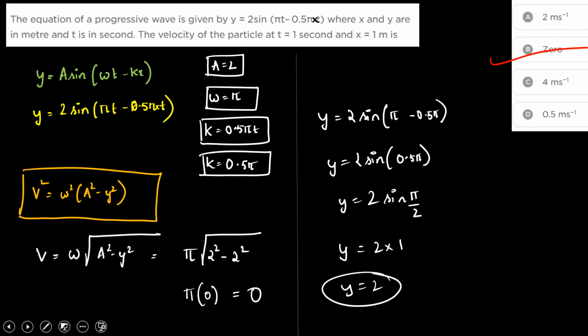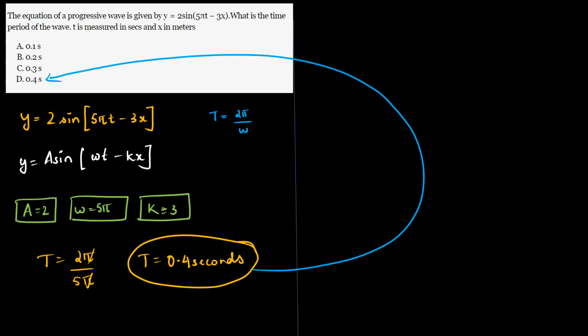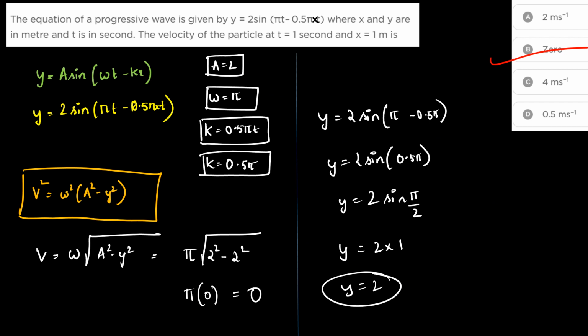0 is the right answer. So the velocity of the particle will be 0. I hope it's clear, meaning that it will be at the extreme position. After 1 minute, it is going to be over here at this point. For an instant of time, the velocity will be equal to 0. And then again, it will increase, decrease, increase, decrease, and so on.